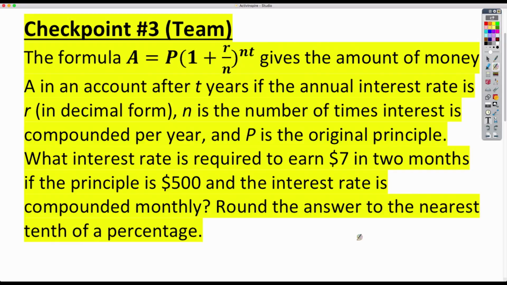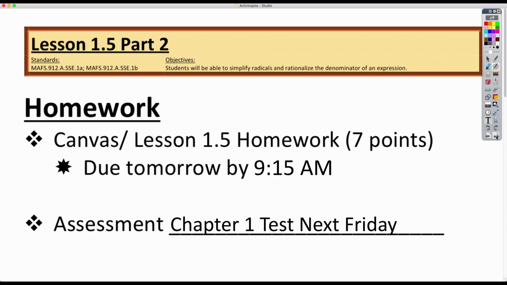I am very proud of your effort. And let's wrap up. Your homework, your follow-up is now due Tuesday. So it says tomorrow, Tuesday. And your Chapter 1 test is a week from today.